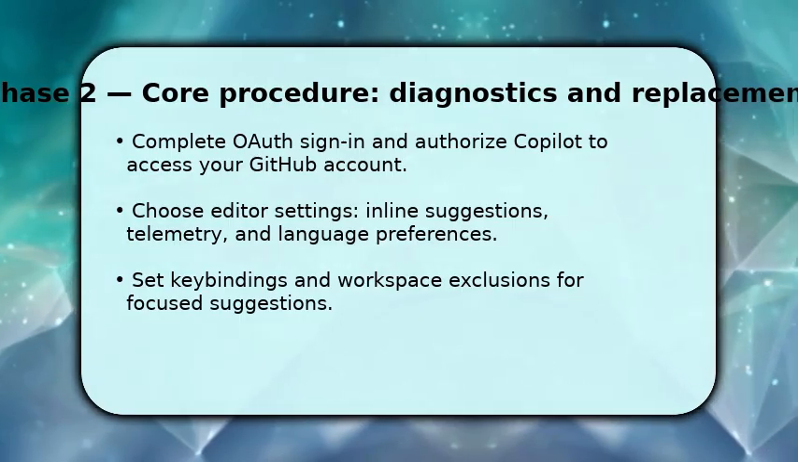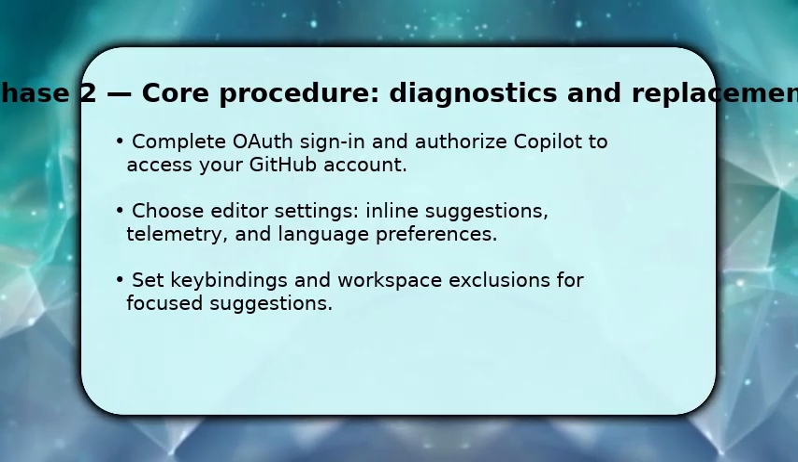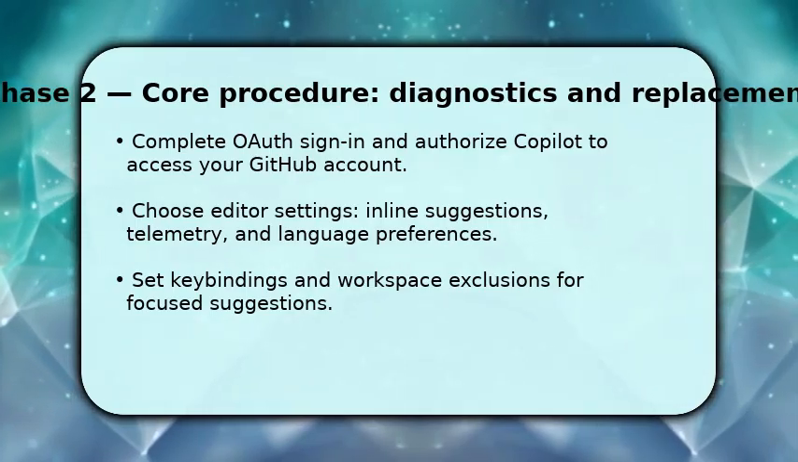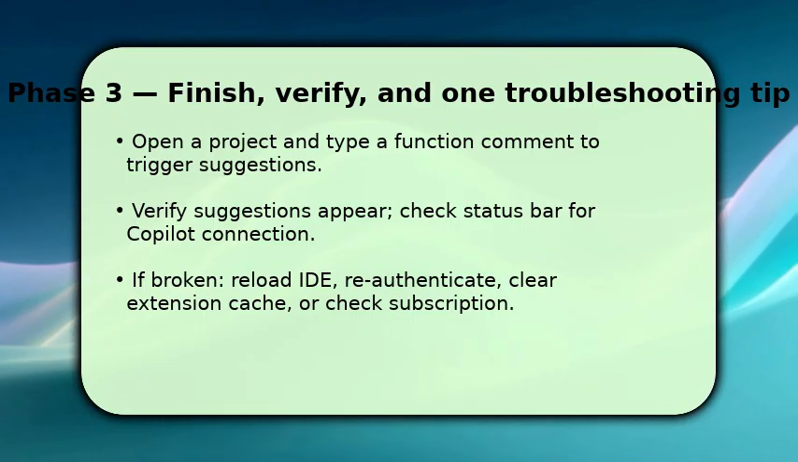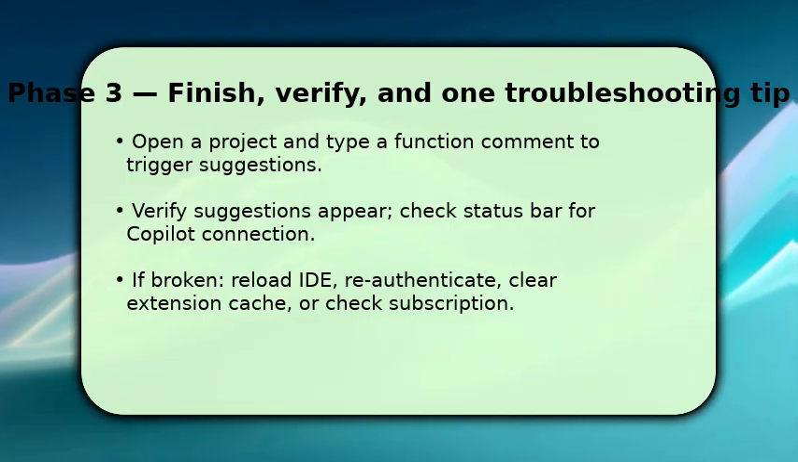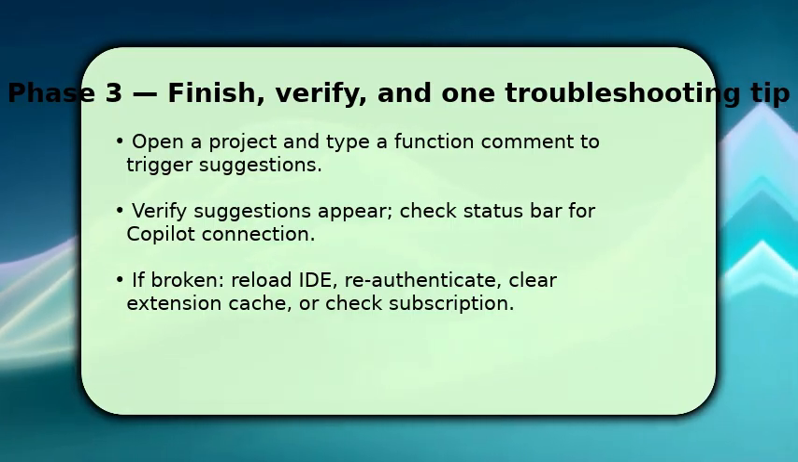To finish, open a real code file and type a descriptive comment or function signature to evoke a Copilot suggestion. You should see inline completions appear. Verify the status bar shows Copilot as connected and that suggestions can be accepted with your configured key.